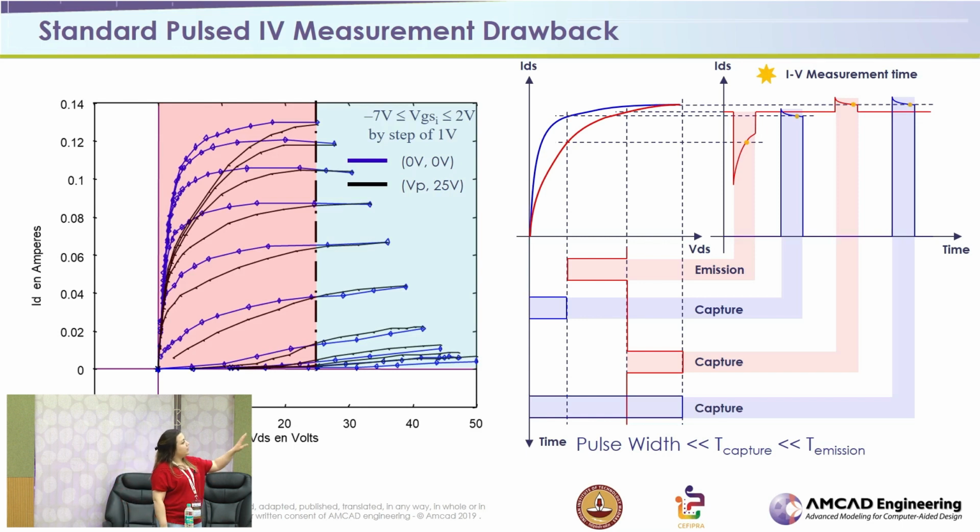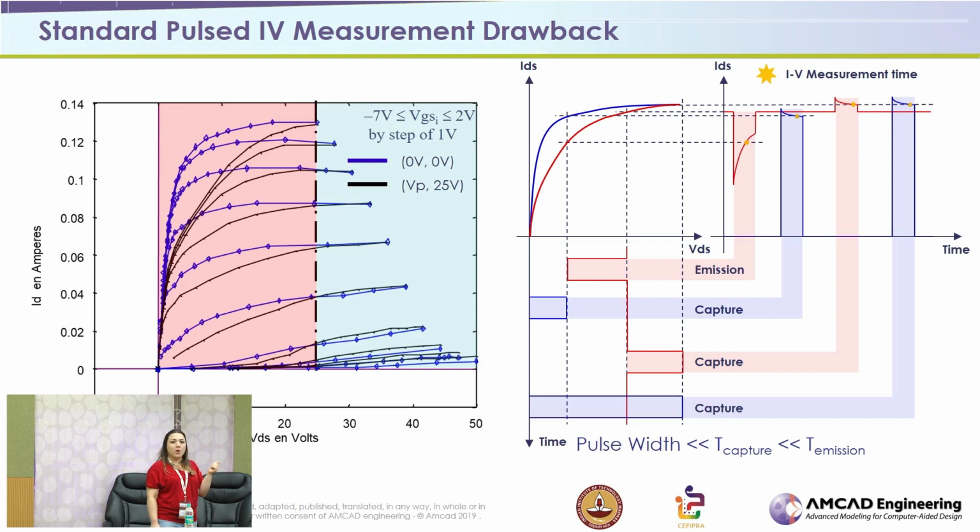So if you look at the right of the slide, you have a blue curve and a red curve. For the blue curve, you always have an upward pulse, so the measurement is performed during the capture process. Now if I look at the pulse on the red curve, when I go to VDS superior to VDS 0, I am also in the upward pulse, so I measured during the capture.